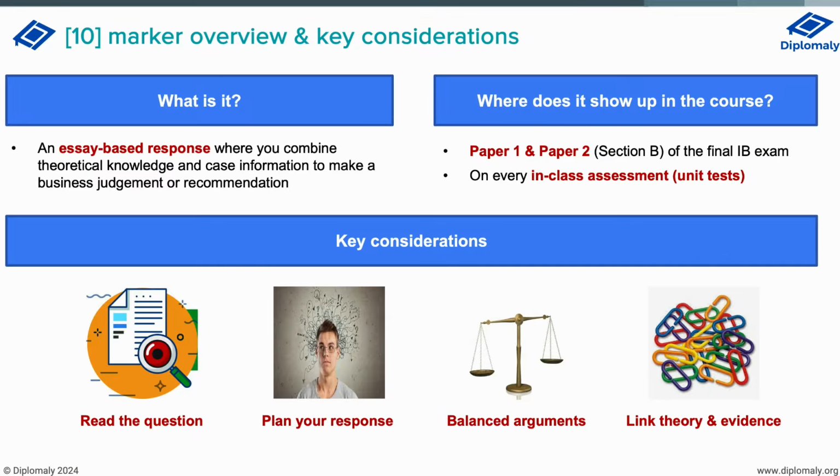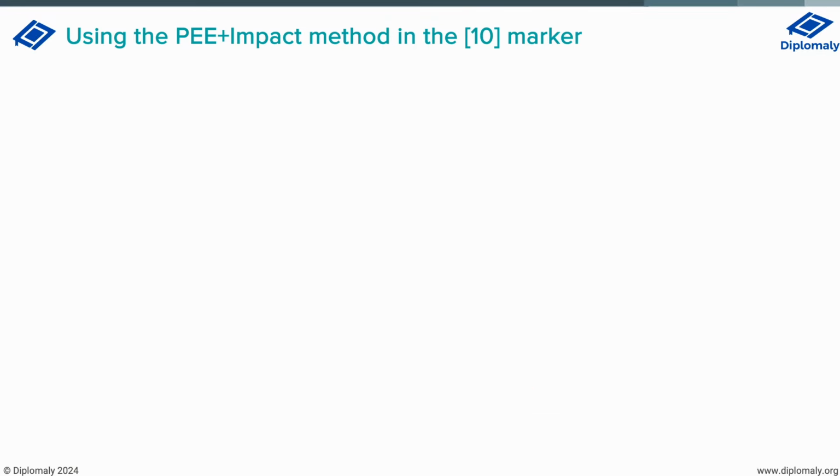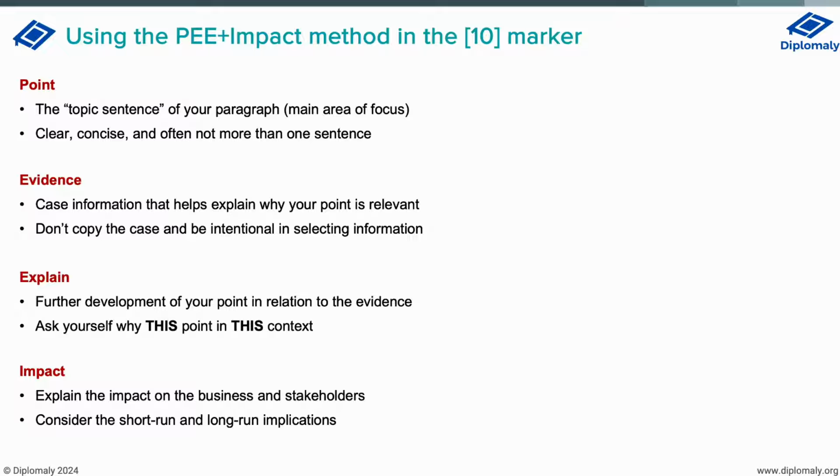an example paragraph. So if you aren't familiar with it, the PEE plus impact method or point evidence explain impact method is something that's been borrowed from English essays and is the single best structure that you can use to answer questions in BM. And that goes for your 4 markers, your 6 markers, and all of your 10 marker body paragraphs. So I'll just go through some of the key things to note.